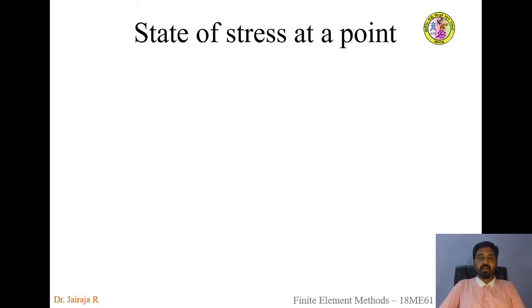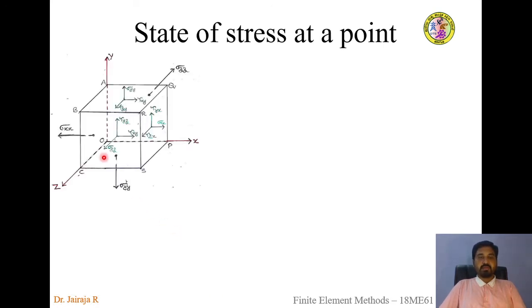State of stress at a point. Consider a 3D problem. So this is the x-axis, y-axis and z-axis, and x-plane, y-plane and z-plane. At each plane, there is one normal stress and two shear stresses. Here in the x-plane, sigma xx is the normal stress and the two shear stresses are tau yx and tau zx. Similarly, in the y-plane, along y direction, sigma yy, tau zy, tau xy. In the z-plane, along z direction, sigma zz, tau yz, tau xz.